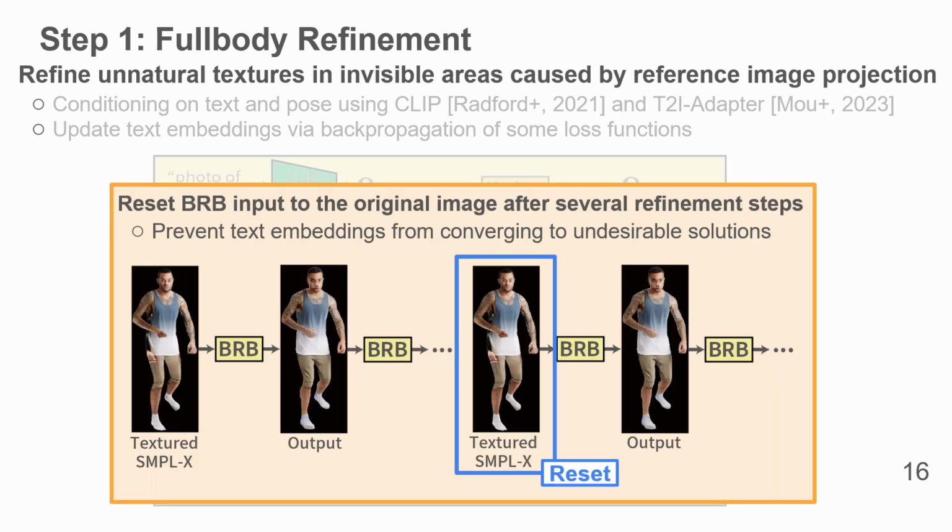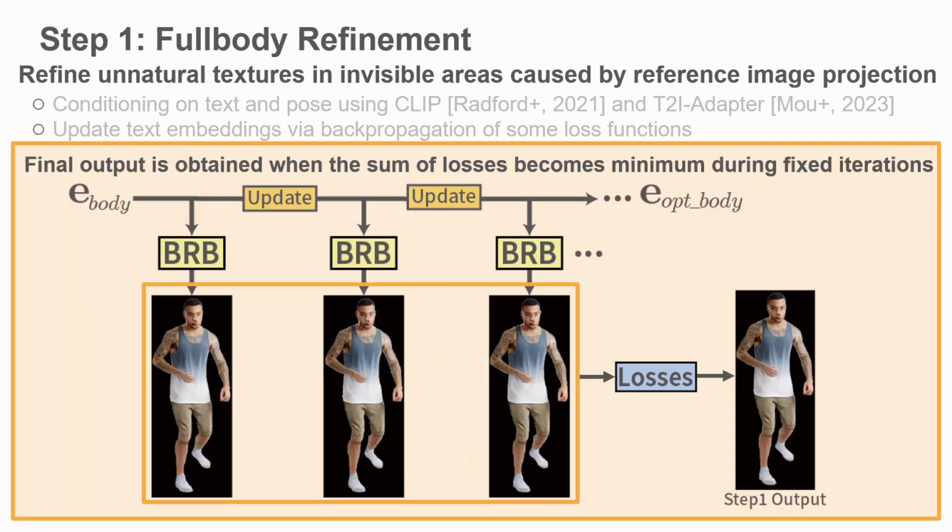After several refinement steps, we reset the BRB input to the original image. This prevents text embeddings from converging to undesirable solutions. Finally, the output is obtained when the sum of the losses becomes minimum during fixed iterations.